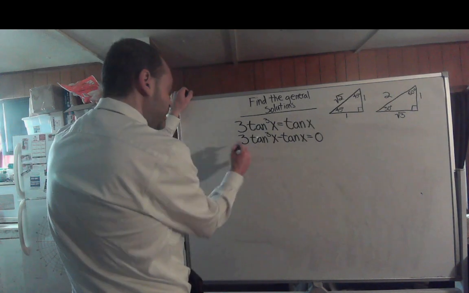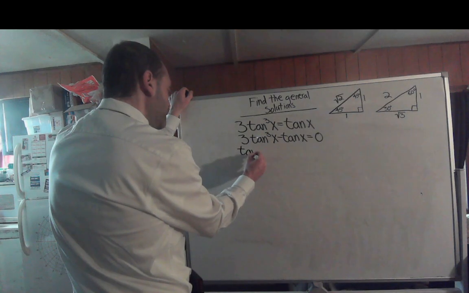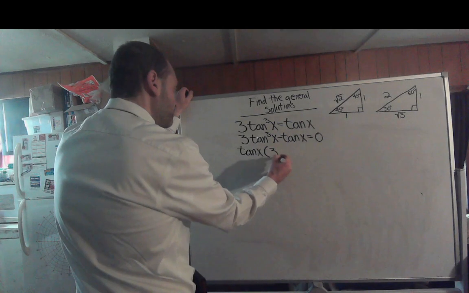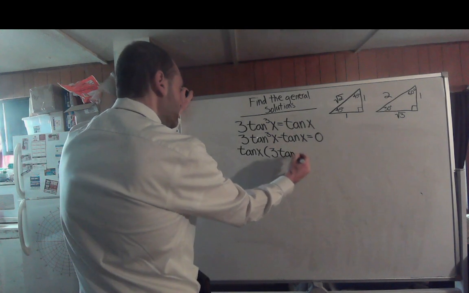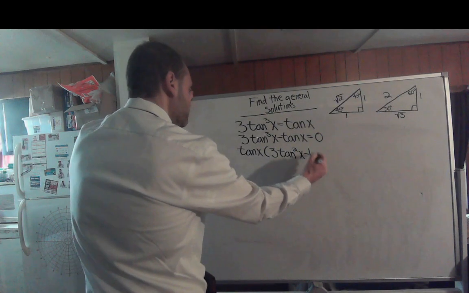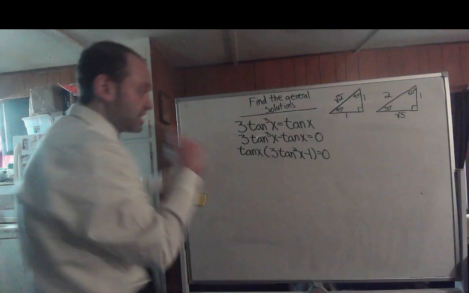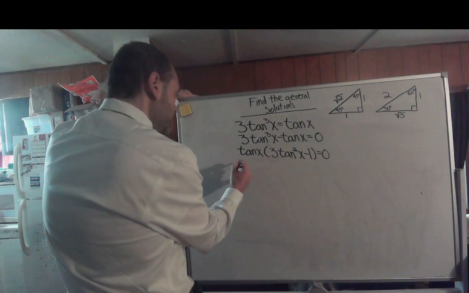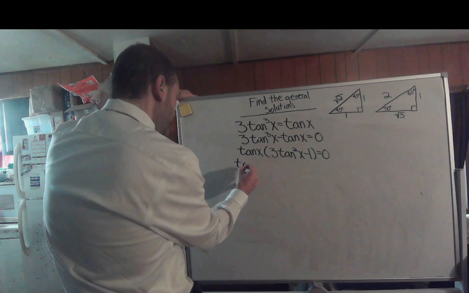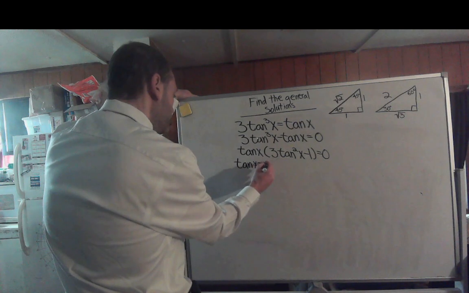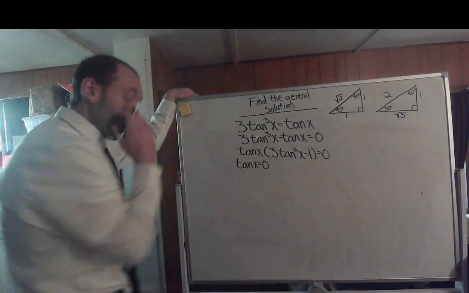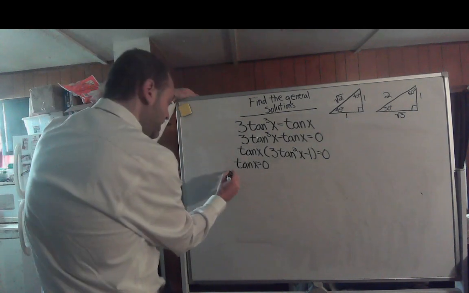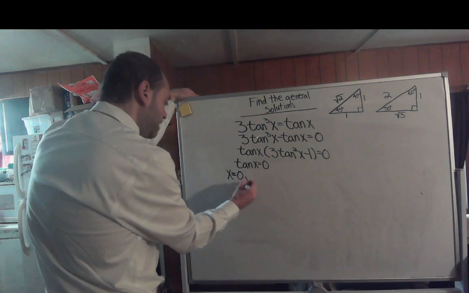We can definitely factor out a tangent of x, so you'll end up getting the tangent of x times 3 times the tangent squared of x minus 1 equals 0. Now you just got to take each of these factors and set them equal to 0. So the tangent of x equals 0. Where does the tangent in the interval from 0 to 2 pi equal 0? Well, that would be x equals both 0 and pi.